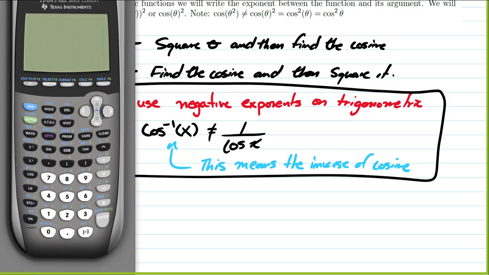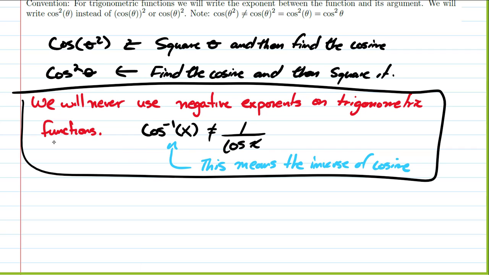So I mention that because on our calculator, if you look at sine, cosine, and tangent, all the secondary functions have the -1. That does not mean the reciprocal identities. So sine to the -1 is not the cosecant function. Cosine to the -1 is not the secant function. So we have symbols for that. 1 over cosine is really secant x.